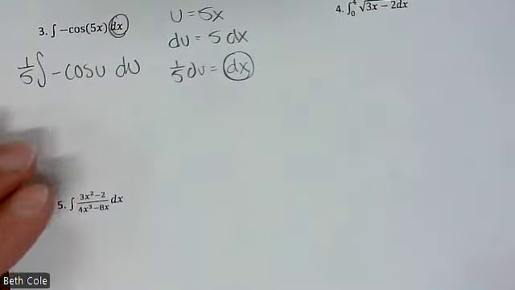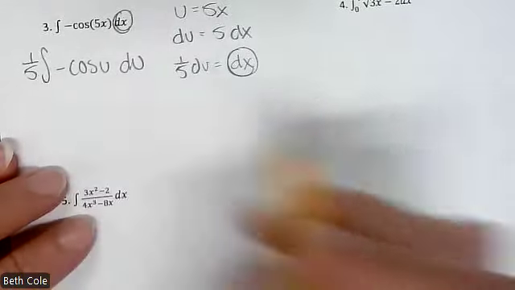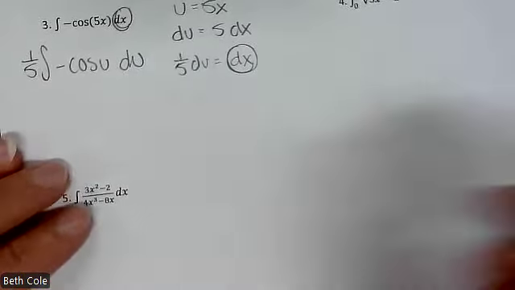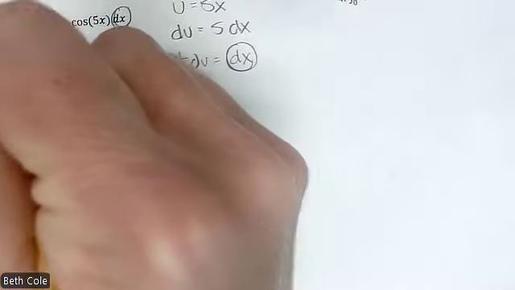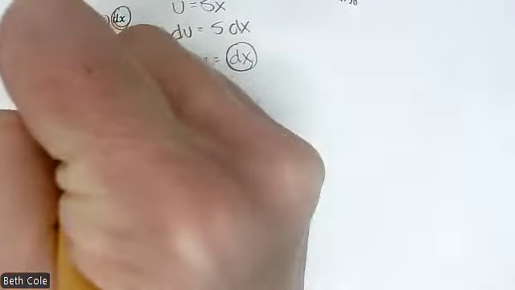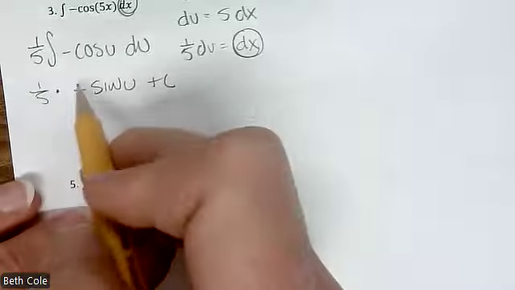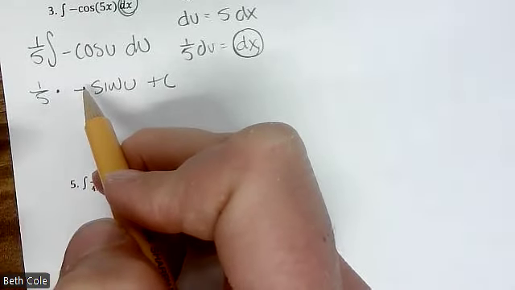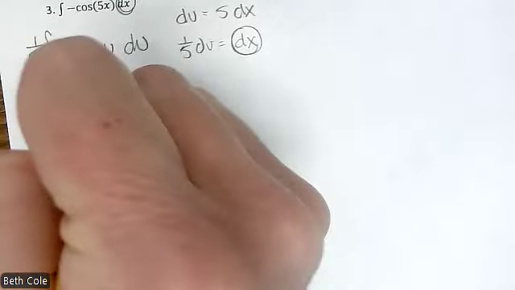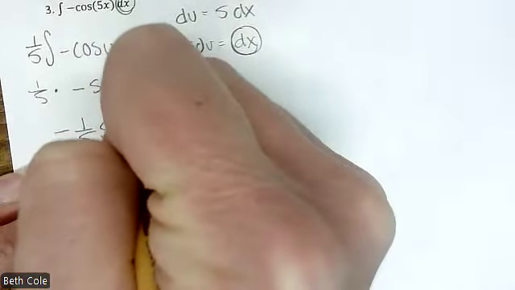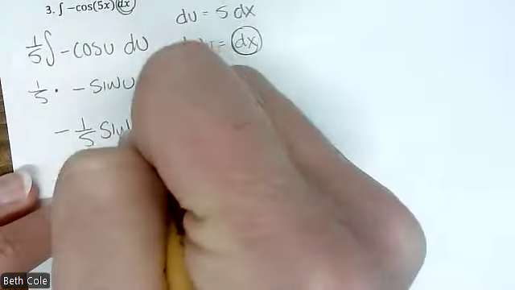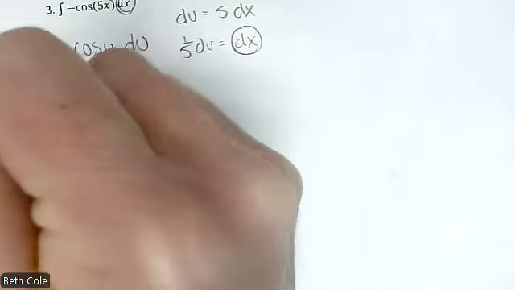So you need to come up with a function that if you did the derivative, you would get negative cosine, which would be what? Yeah, negative sine. I'm going to leave that 1/5 out front. So negative sine u plus c. And if you multiply a negative, or you think of it like a -1 times 1/5, I'm just going to put the negative out front. So it's negative 1/5 sine of 5x plus c.